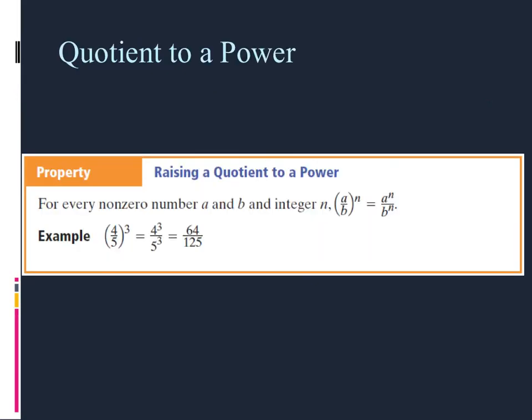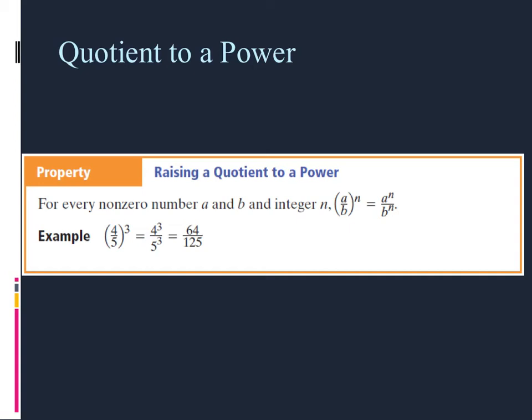And just like with multiplication, we also are going to have the situations where we're going to take a quotient or like a fraction and raise that to a power. So it's really no different. The only thing you have to remember to do is distribute that exponent onto both the numerator and the denominator.